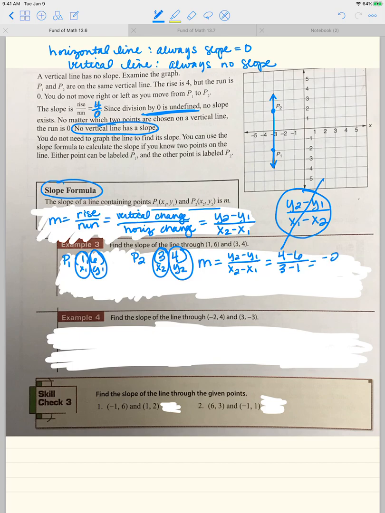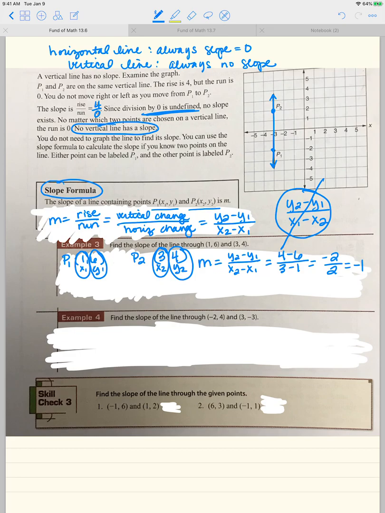4 minus 6 is negative 2. 3 minus 1 is 2. Reduce that because it gives us a whole number, okay? And our slope is negative 1. That is not a mixed number. It is a whole number, and it is negative 1. So the slope of this line is negative 1.